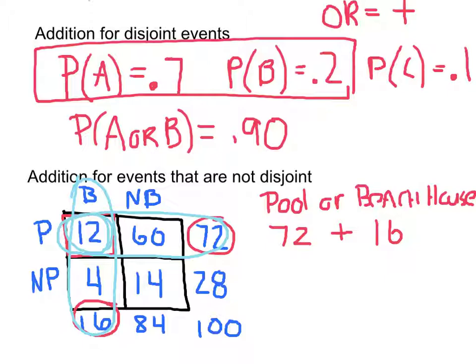So when the events are not disjoint, I have to subtract off that little part where they overlap, and if I were to do that, I would end up with 86% of the properties either have a pool or a beach house, which I could get actually easier by just doing the opposite of 14.